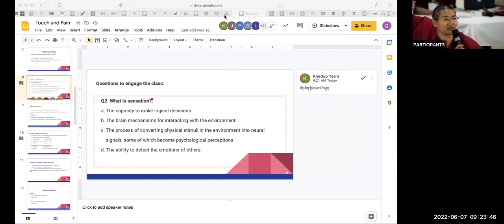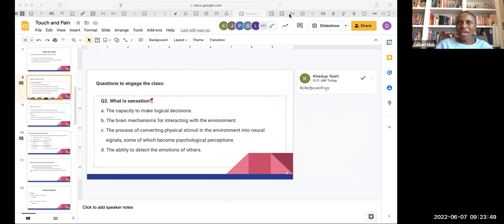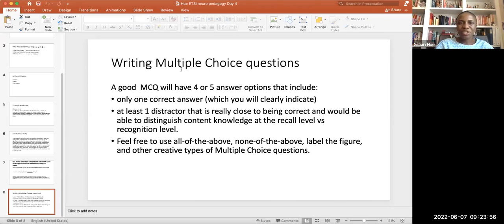B, maybe. I think it seems the most close is the B. Okay, good. And so I will share, and this is in English, but for multiple choice questions, a really good multiple choice question will have only one correct answer. But it will have at least one distractor that's really close to being correct. And so you have to be able to distinguish between them with content knowledge. So you have to know if it's a distractor.